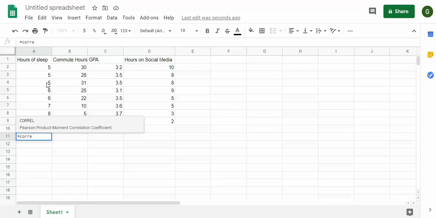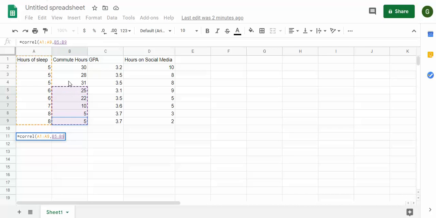correl for correlation. Then I would put the left parentheses. Then I would highlight this column, hours of sleep. Then I would put a comma right here. And then I would highlight my other column, which is commute hours. Then I would close the parentheses on the right side. And this is going to calculate the correlation between everything. Well, actually, we need to leave out the column titles.